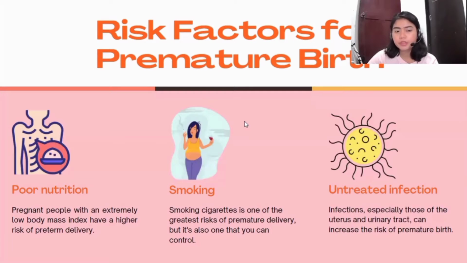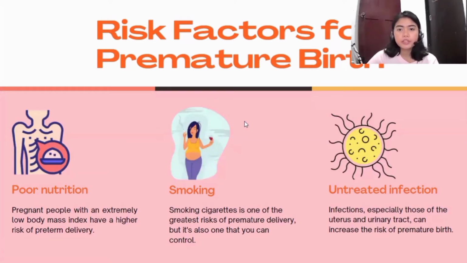Next one is smoking. Smoking cigarettes is one of the greatest risks of premature delivery, but it's also one that you can control. Aside from the risk of premature birth, there are other health risks to the fetus and newborn associated with nicotine and cigarette smoke. Talk to your doctor or midwife if you need help quitting.